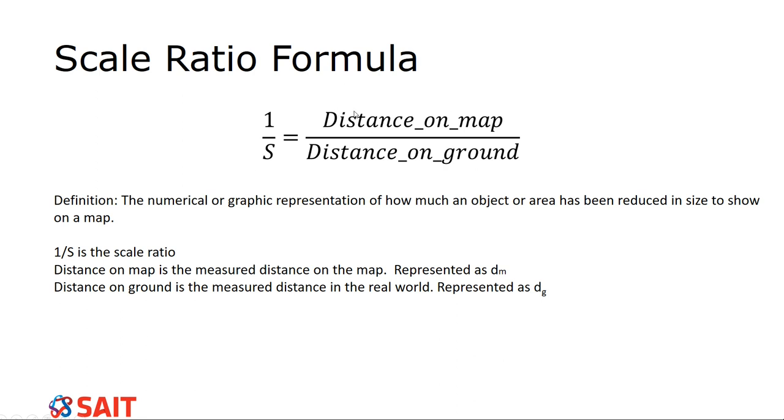Here's the distance on the map. On the top of the formula, on the other side of the equal sign, we have distance on the map, and then we divide by distance on the ground. I refer to this as dm. At the top, the numerator, is dm for distance on map, and on the bottom I represent it as dg, which is distance on the ground.